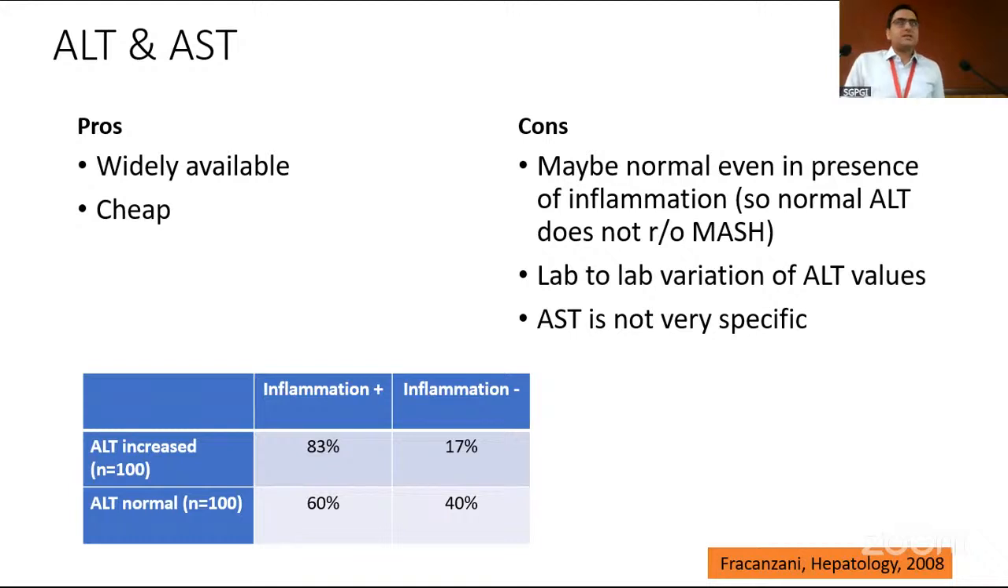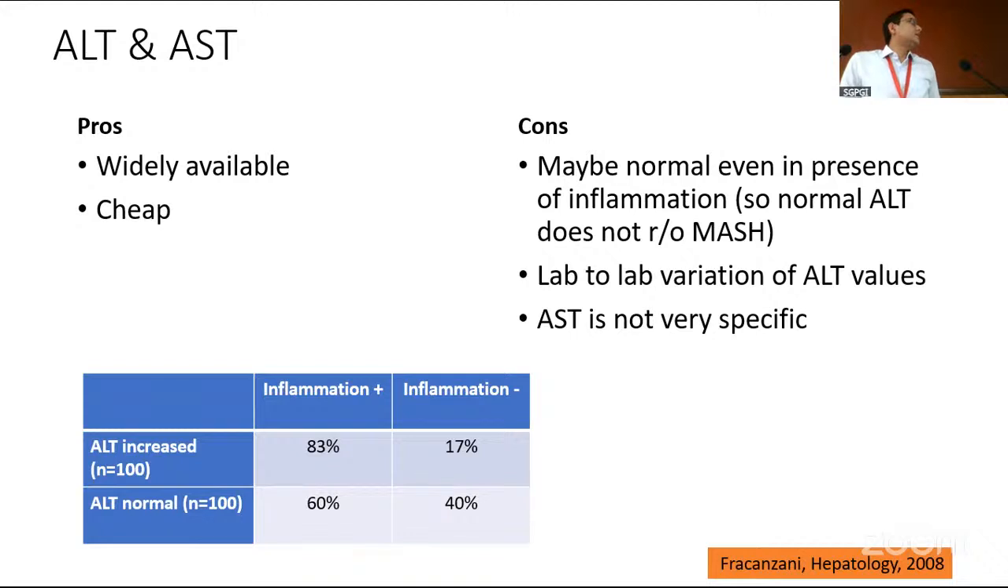Because AST, as we know, increases in other conditions also, like rhabdomyolysis or hemolysis, so it is not very specific. But still, it gives us an idea that at the primary level, if the AST and ALT are raised, then some amount of inflammation may be going on in the liver parenchyma.